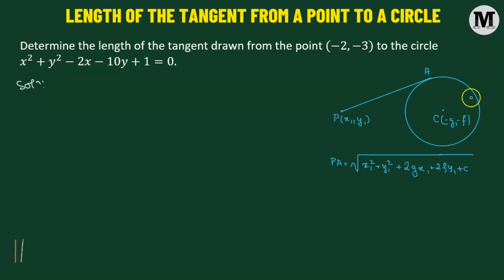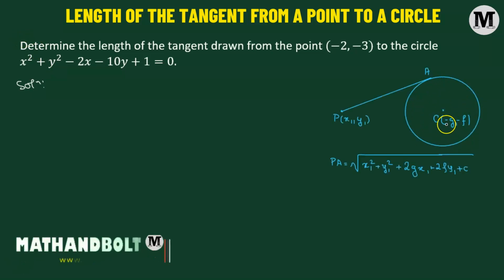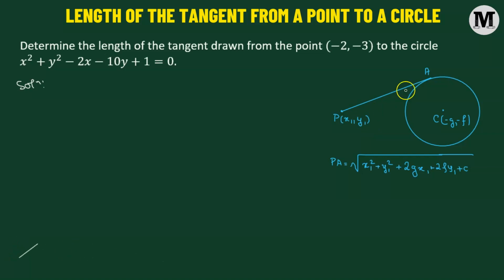So here we have a circle which is centered at C having the coordinates -g, -f. We have a point P with the coordinates x1, y1 which is external to the circle. If we join point P and point A, then PA is going to be tangent to the circle at A, and the length of this tangent will be given by the square root of x1 squared plus y1 squared plus 2gx1 plus 2fy1 plus c. So here, this is the formula that we will be using.